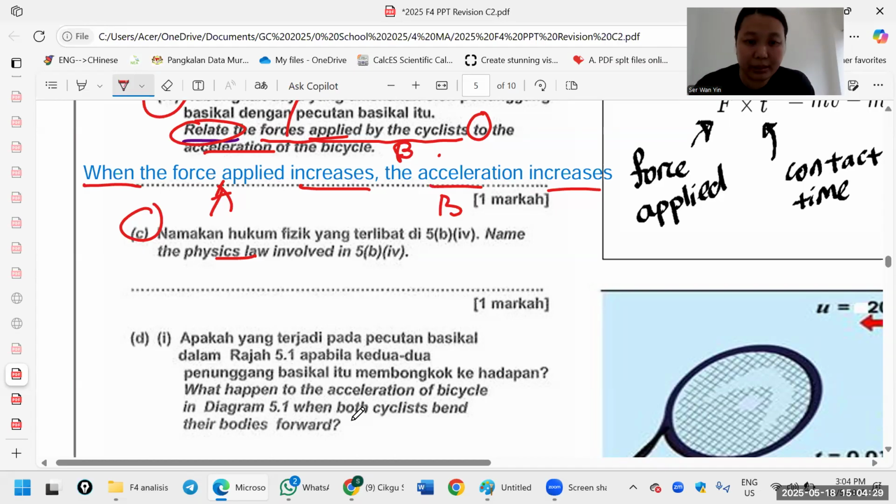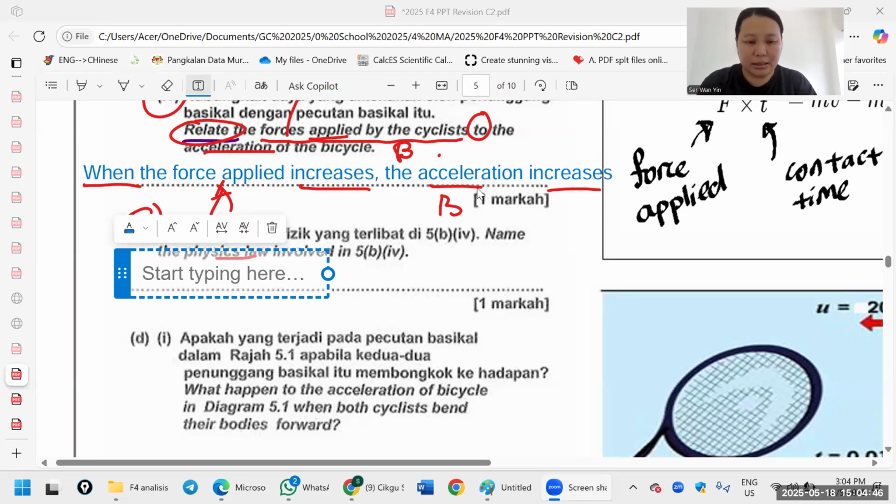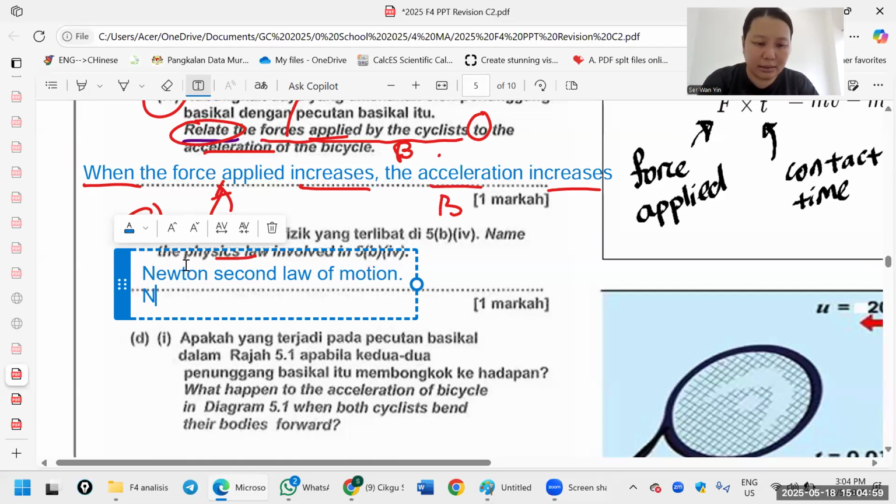Right, so let me see your answer. Newton's first law, Newton's second law, first, second, third. Okay, the best answer is Newton's second law of motion. But if you answer like this, Newton's second law, it cannot. But I know.